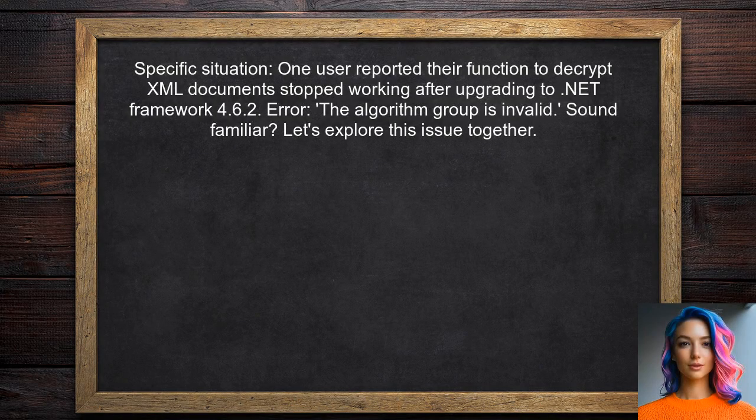Let's take a closer look at the specific situation. One user recently reported that their function, which decrypts XML documents, stopped working after upgrading to .NET Framework 4.6.2. They received an error stating, "The algorithm group is invalid." Sound familiar? If so, let's explore this issue together.